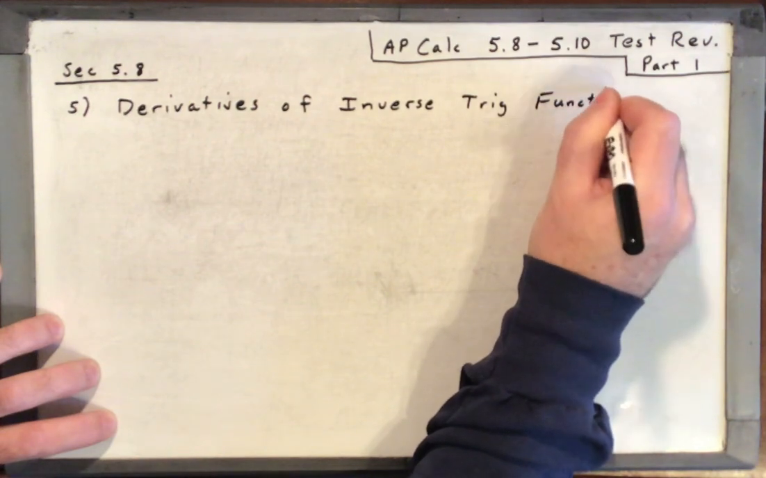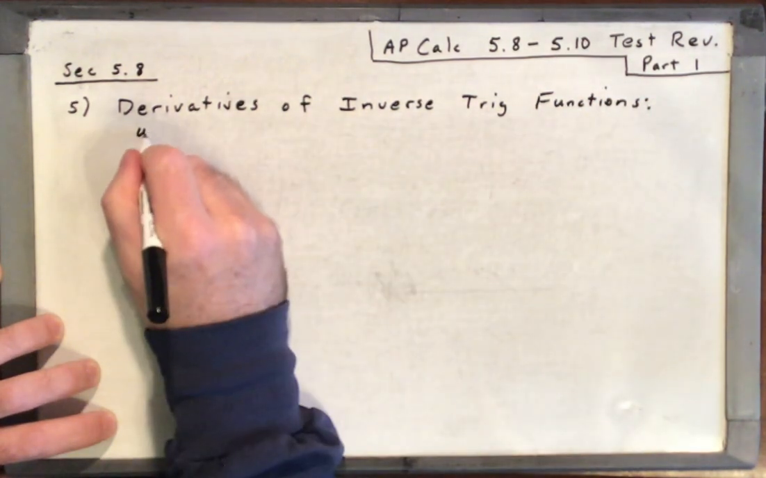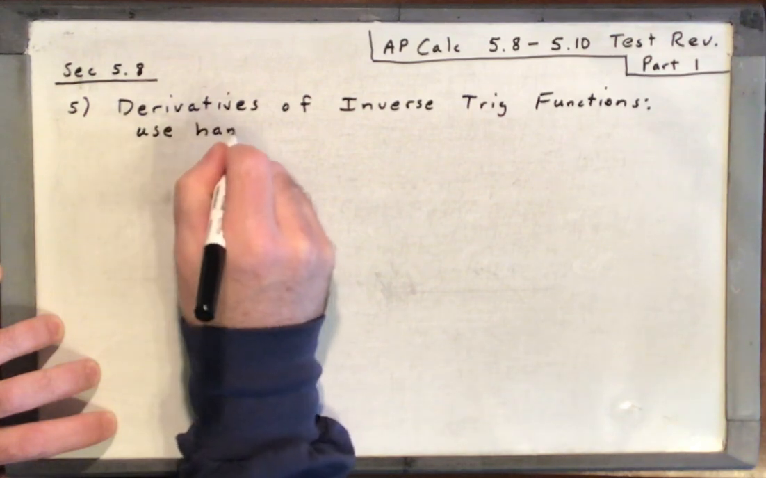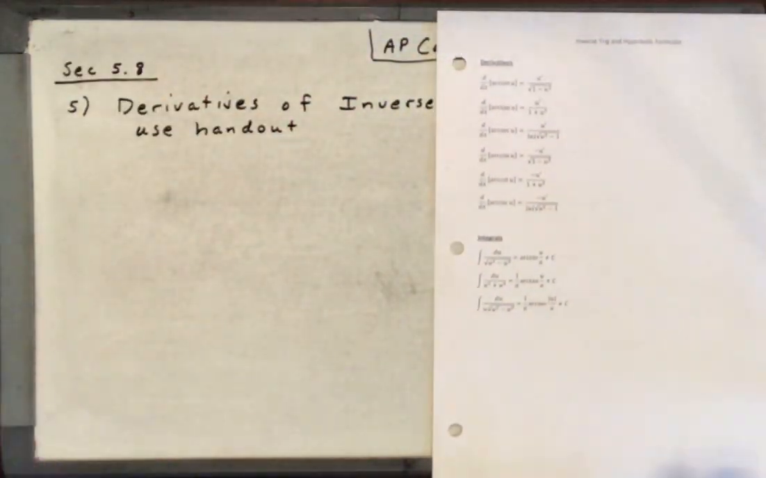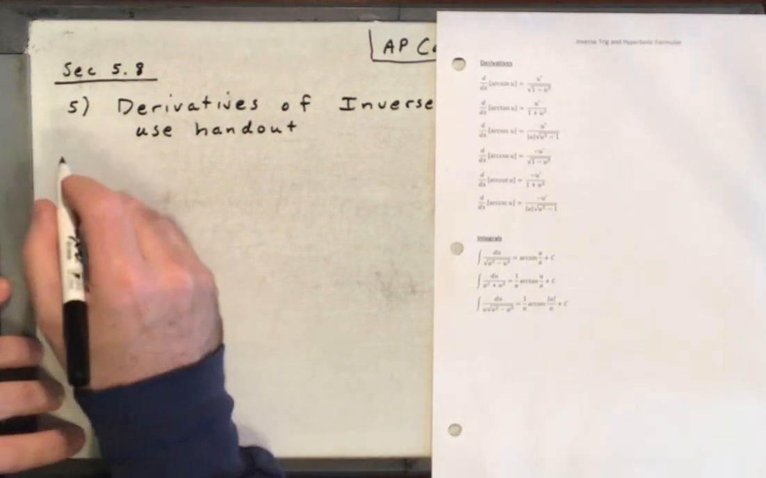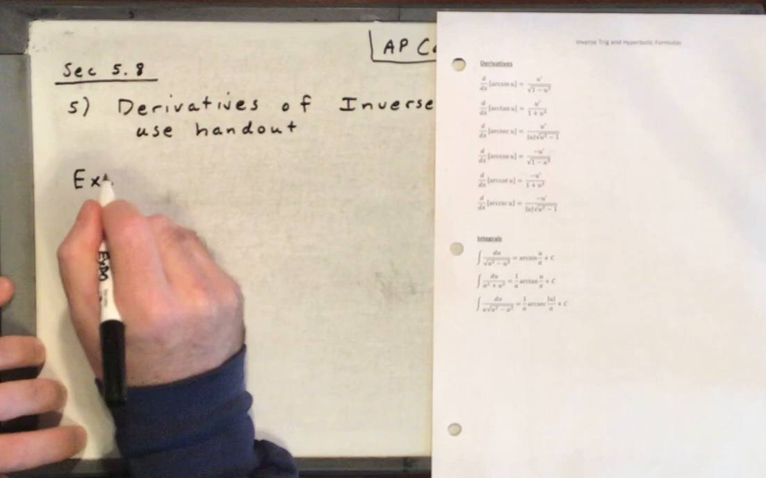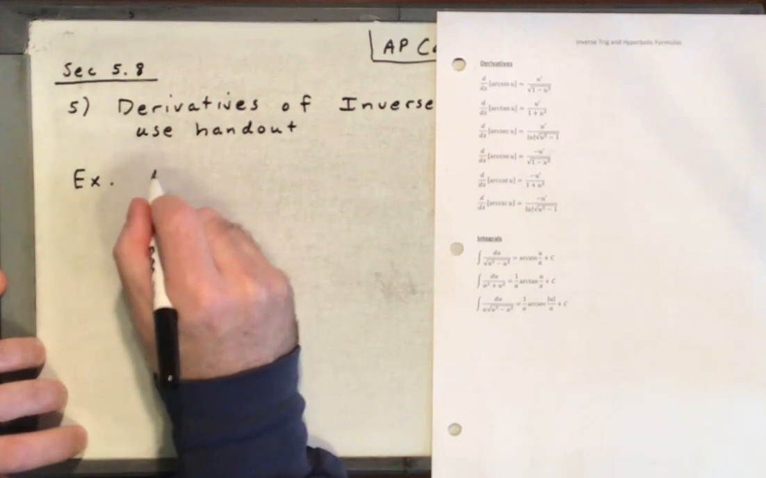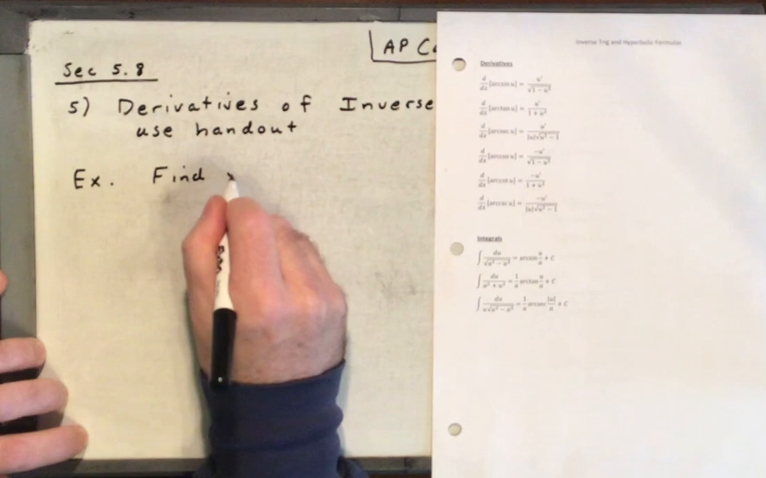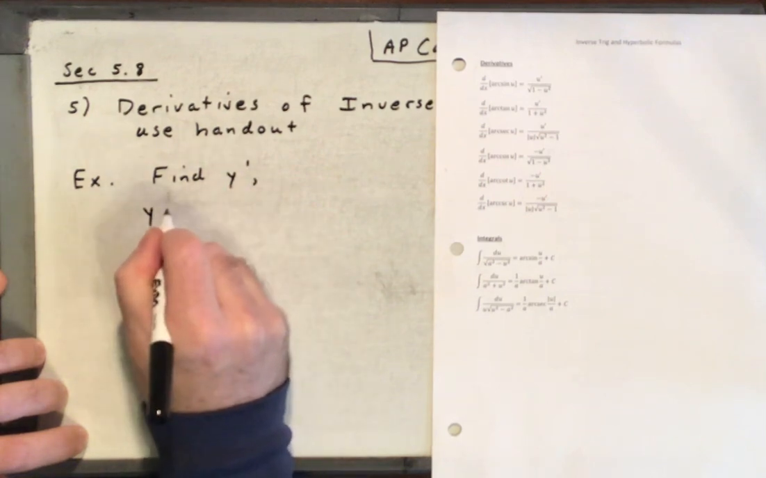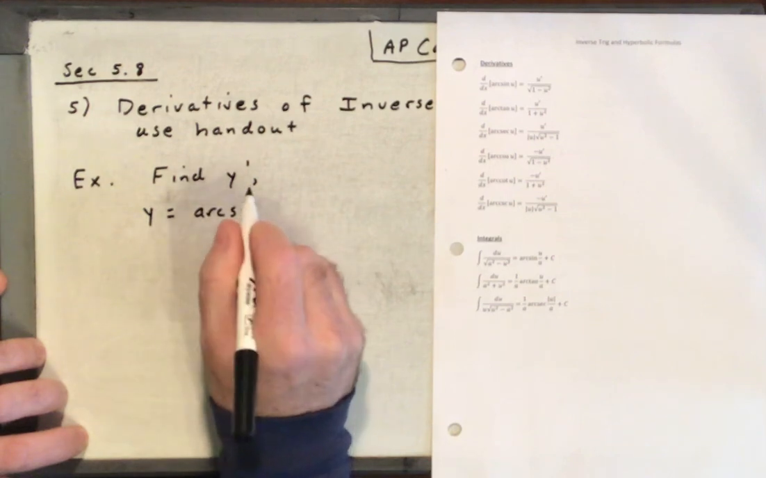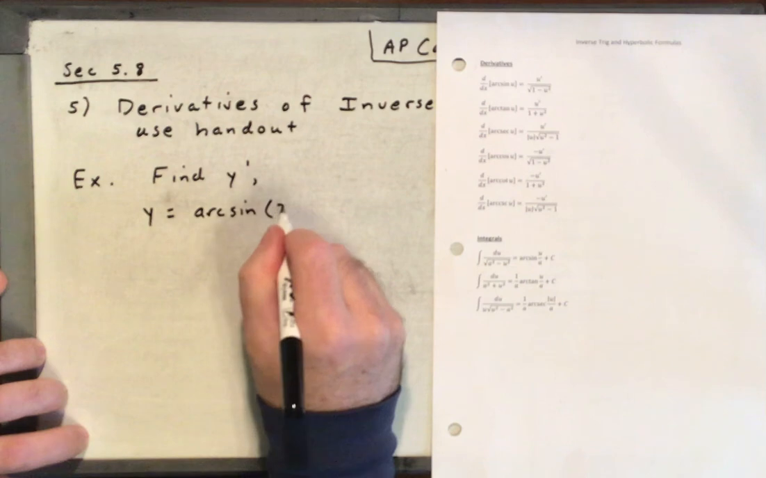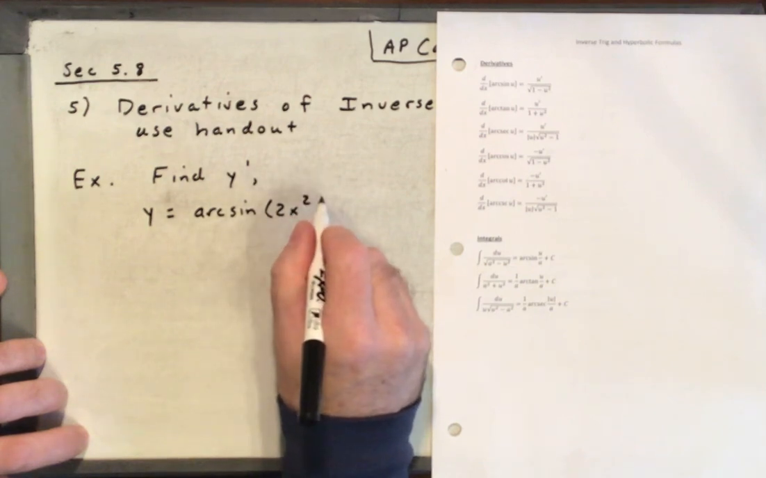All right, and what you're going to do is use the handout. I'm going to repeat that mantra a lot. Use the handout. All right, there's our handout. So our first example is find y prime if y is equal to arc sine 2x squared plus 2.